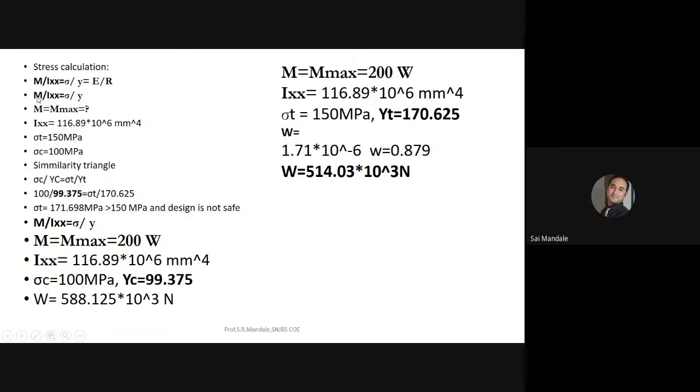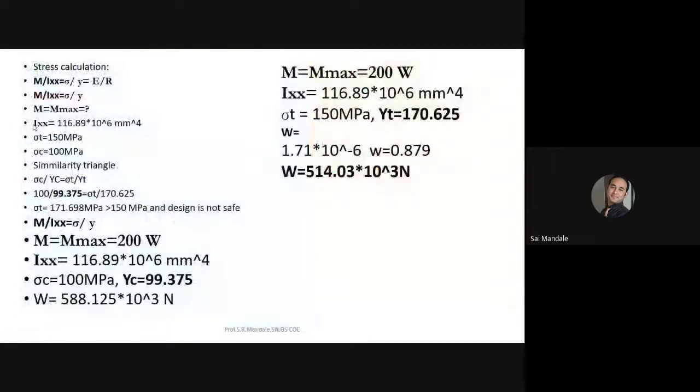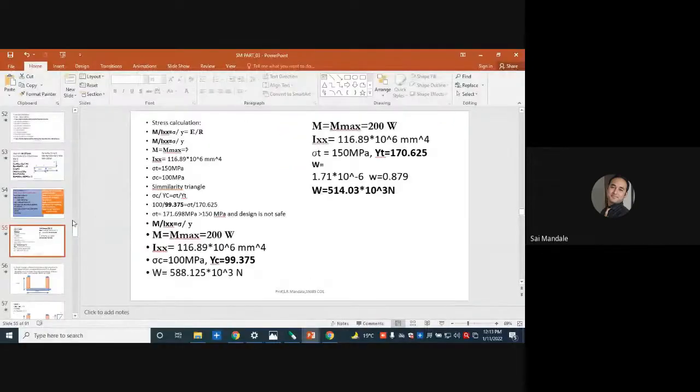M is nothing but the maximum moment. I, you have just calculated, is 116.89, that is IXX. Sigma C and sigma T are both given to you from the similar triangle. Similar triangle means the diagram that I have shown to you.